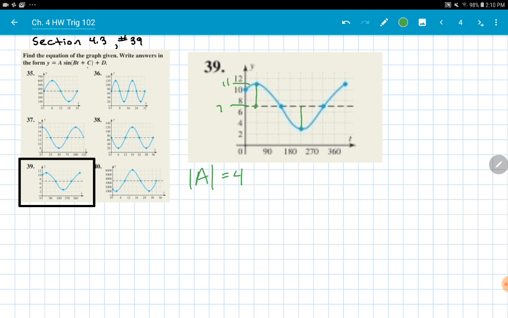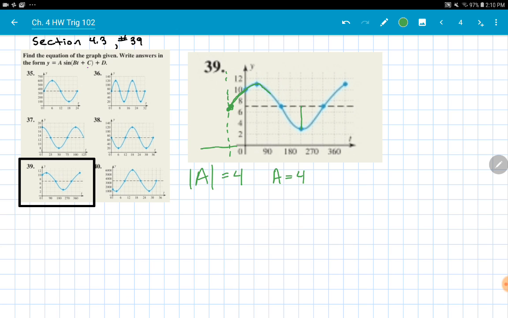I can kind of decide if it's going to be a positive or negative A and decide where that starting point is. So I'm going to go with a positive A so that my starting point is right here. So I'm going to go back a little bit on that grid. So if my sine starts here, then it goes that way, then A is a positive 4.